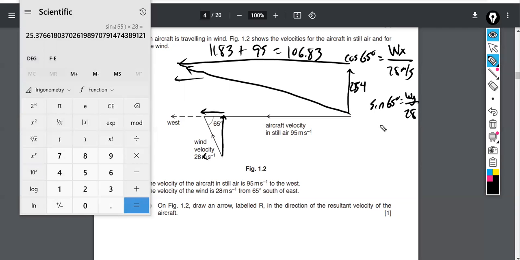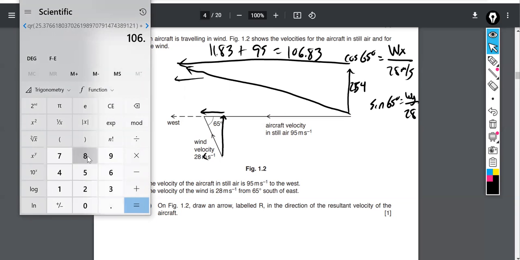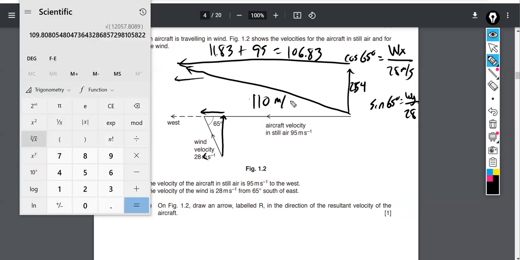So if I want to calculate this resultant now, it's going to be that quantity squared plus 106.83 squared, and then we want the square root of that. It's still 106.83. I think I undid this the last time. Let's check it again. No, I didn't hit equals between. 106.83 squared plus 25.4 squared equals, where is that? So 109.8, you should have got 110 meters per second for the resultant.